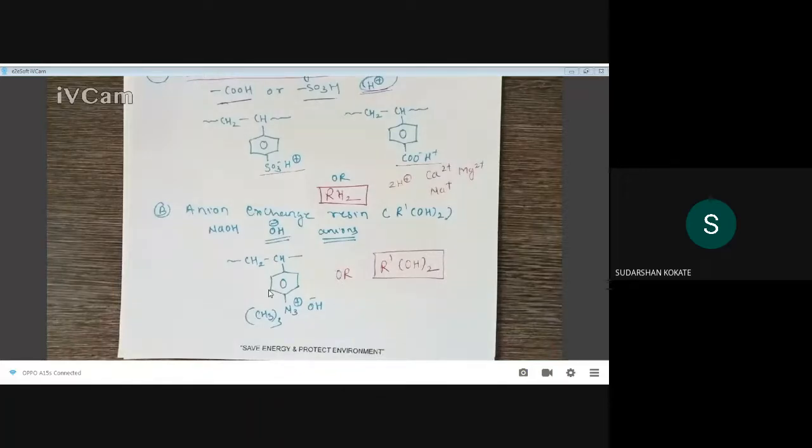Now, for preparing the deionized water, what is deionized water? Your water becomes free from what? Cations as well as anions, right? This is known as deionized water. So for preparing the deionized water, your water first of all passes through the chamber of what? Your cation exchanger chamber, followed by what?